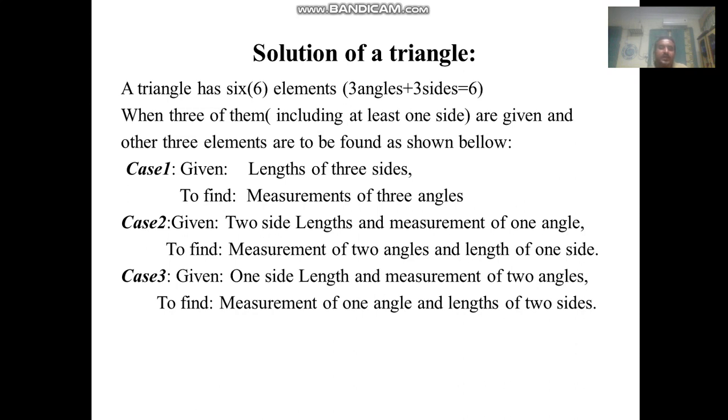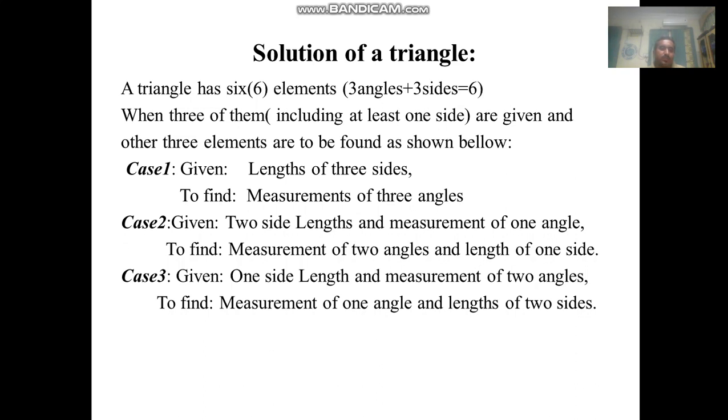Now what is the solution of a triangle? A triangle has 6 elements, 3 angles plus 3 sides equal to 6. When 3 of them, including at least one side, are given and the other 3 elements are to be found, as shown below, there are 3 cases. Case 1: given the lengths of 3 sides, we have to find the measurements of 3 angles.